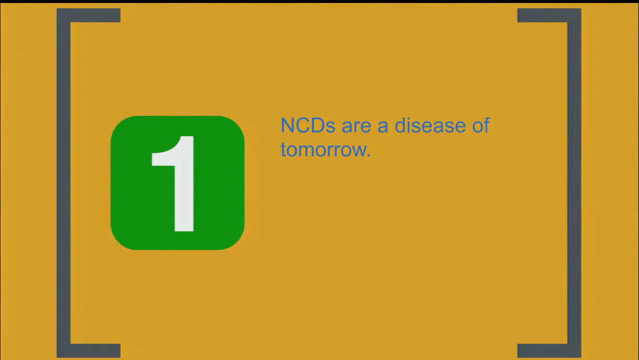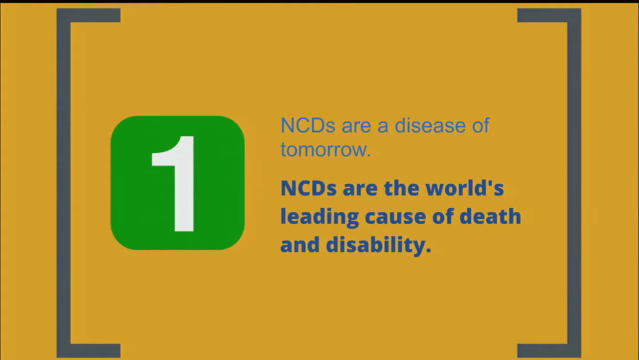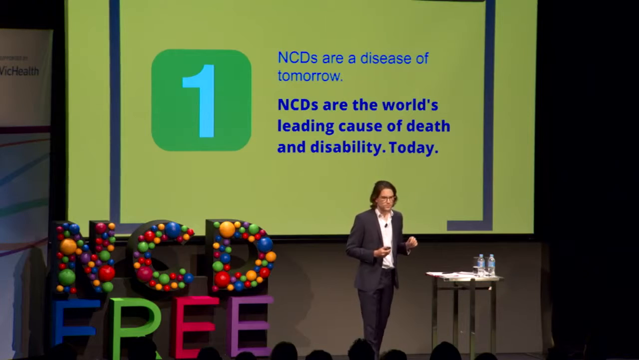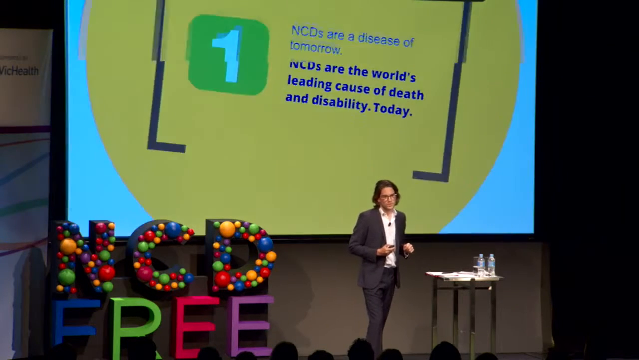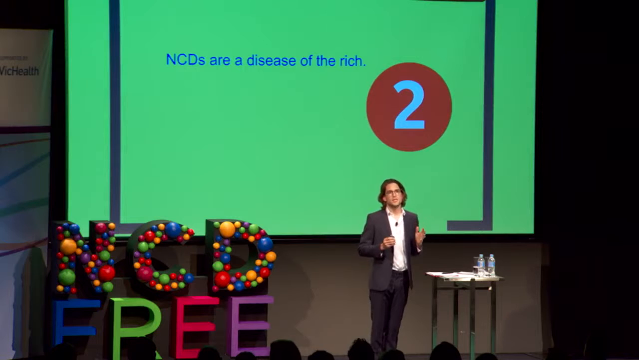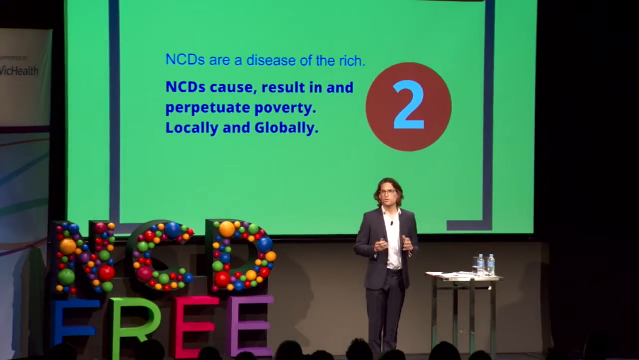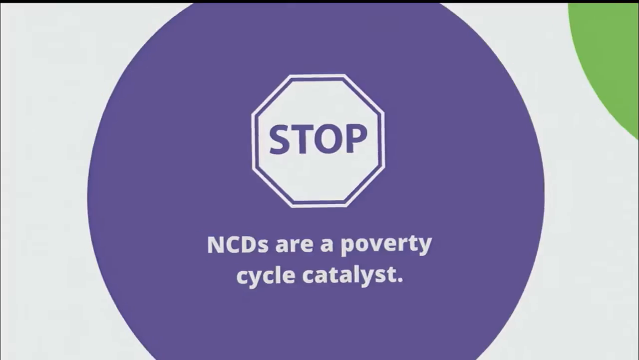So first of all, NCDs are not diseases of tomorrow. I hear this all the time. It's a problem of the future and it'll be a really big problem in 20 years' time. NCDs are already the leading cause of death. They account for at least 60% of global deaths and are the leading cause of death here in Australia today. Myth number 1. Myth number 2 is that NCDs are diseases of the rich. This is absolutely not true. NCDs cause, result in and perpetuate poverty. Both globally and locally, NCDs are linked with, but also a catalyst of, poverty.